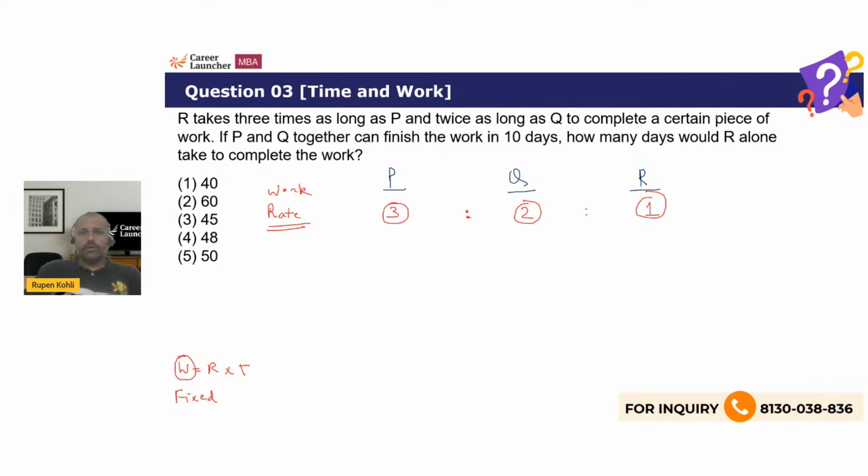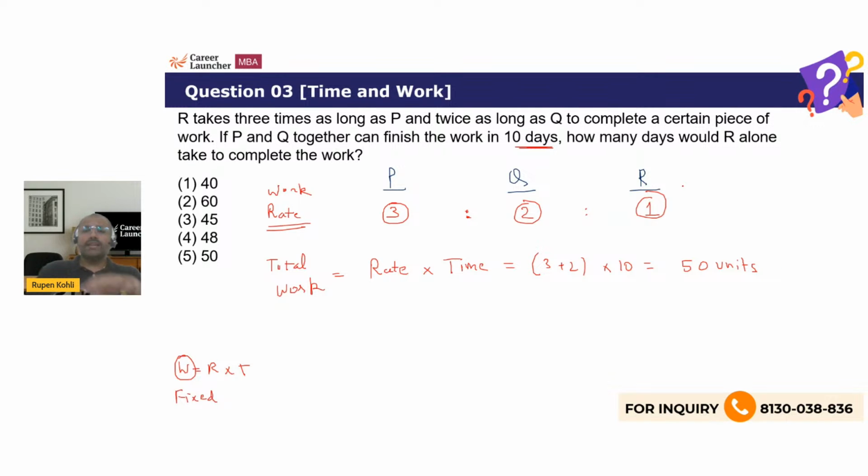Now since it is given P and Q together can finish the work in 10 days, I can quantify the work. So what is the total work then? Work is rate into time. So when P and Q are working together, total rate into time taken will be the quantum of work. Rate is 3 plus 2, 5 units, and time taken is 10 days. So 5 into 10, 50 units is the work, the quantum of the work.